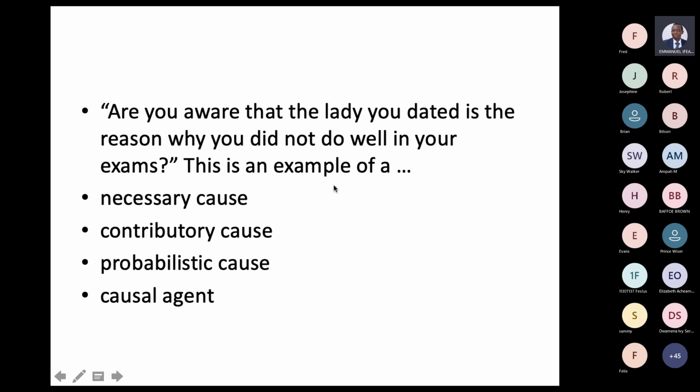Are you aware that the lady you dated is the reason why you did not do well in your exams? This is an example of... this is not difficult at all. Probabilistic cause. In this case, you are dealing with a human being, a lady. So since it is a lady or a human being, that's a causal agent.